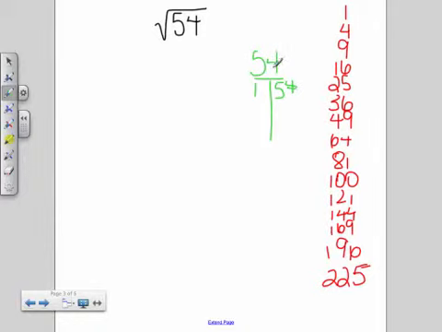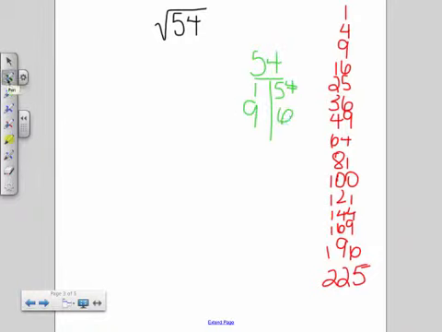Now 54 is divisible by 2, but I'm not going to put it in my chart because 2 is not a perfect square. So the next perfect square is 4. 54 is not divisible by 4, so I'm not going to include that in my chart. The next perfect square after that is 9, so 54 is divisible by 9. I will include that in my chart. So I have 9 and then I have 6.